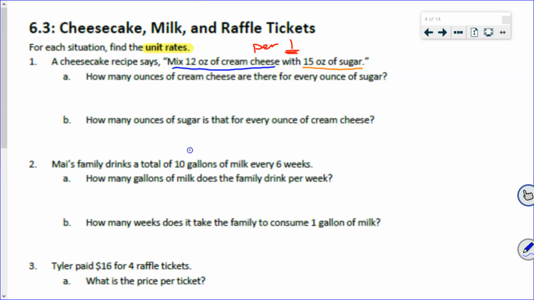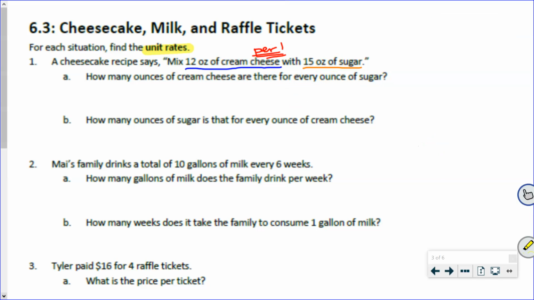So which one do I start with? And the clue is right here. It says, for every ounce of sugar. And that means we want the sugar to become a 1. So again, remembering that unit rates mean we want it to be per 1. Looking at this problem, I know that I want the sugar to be the 1.